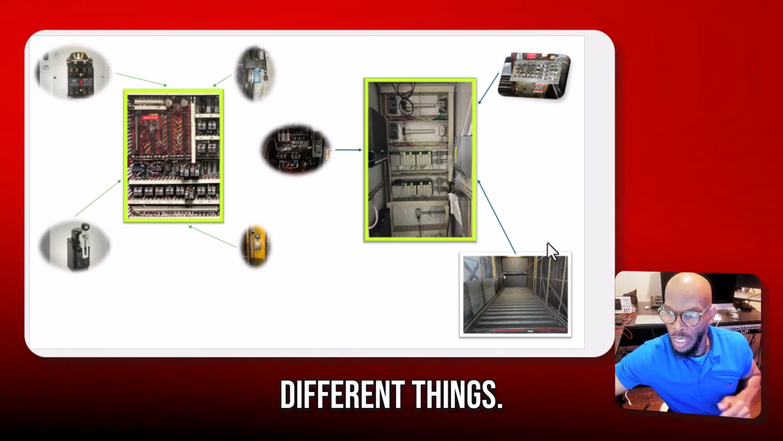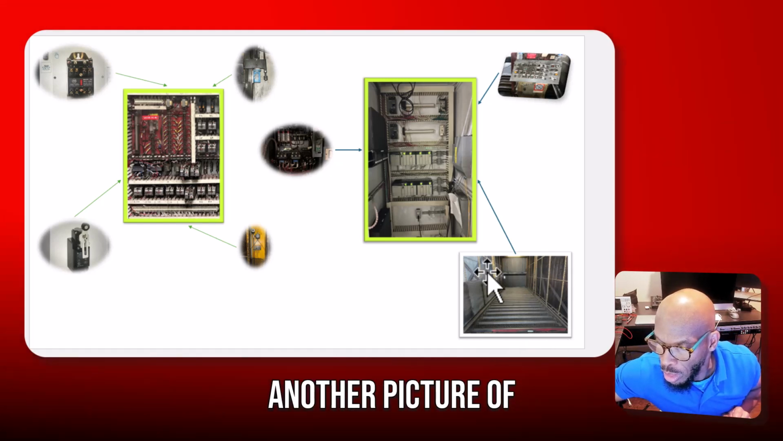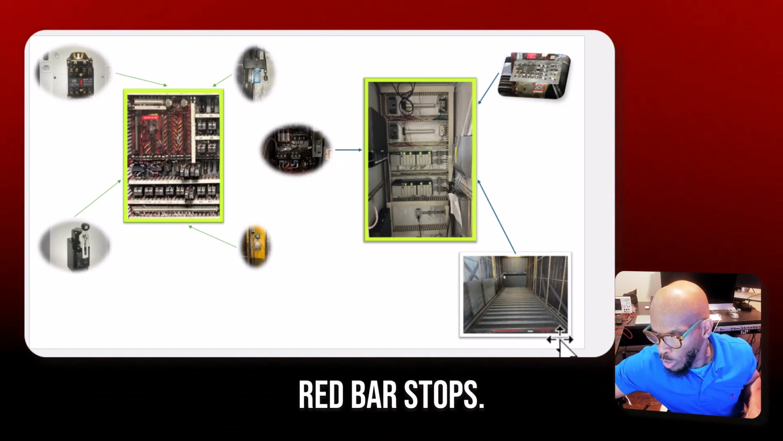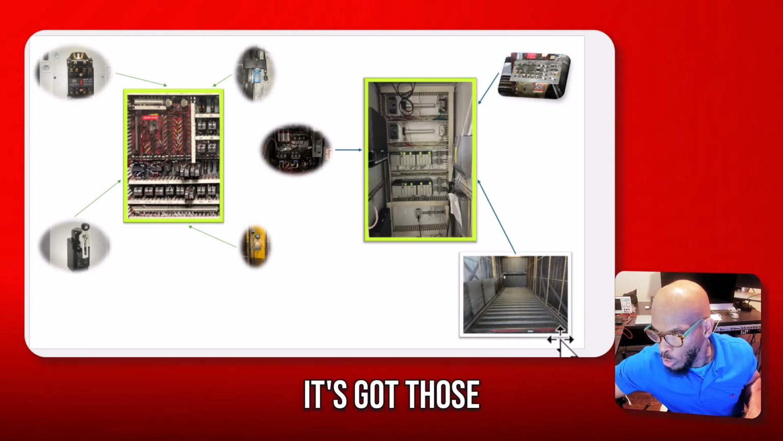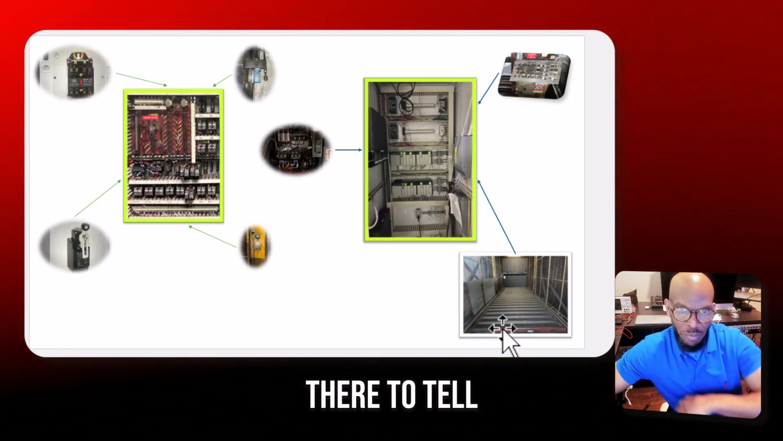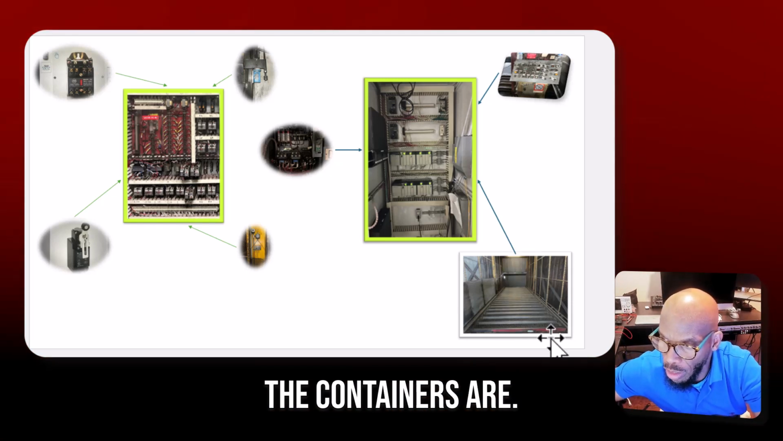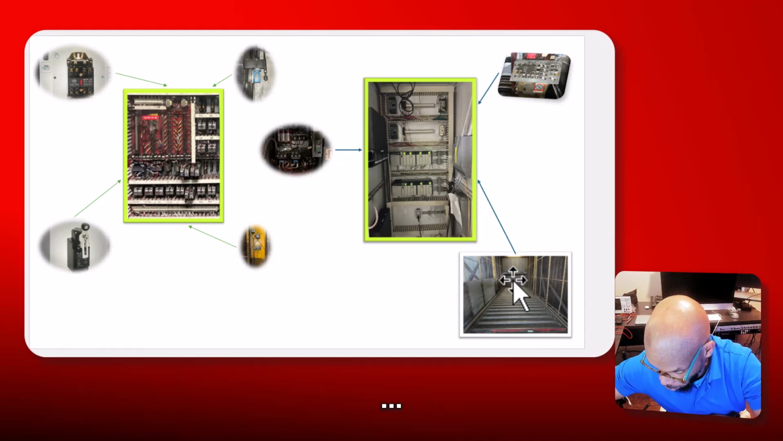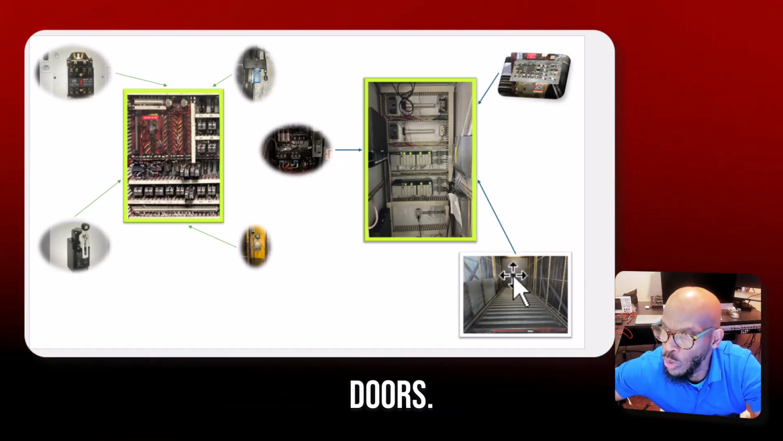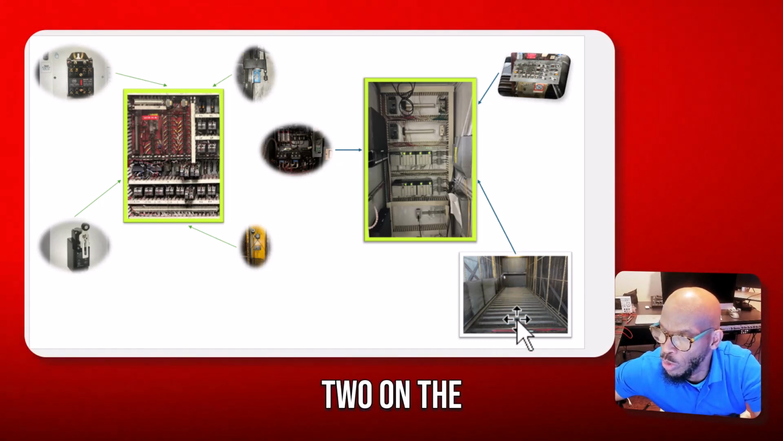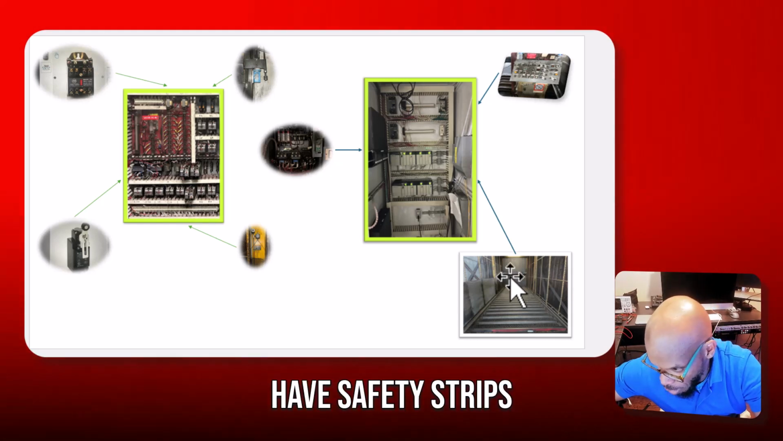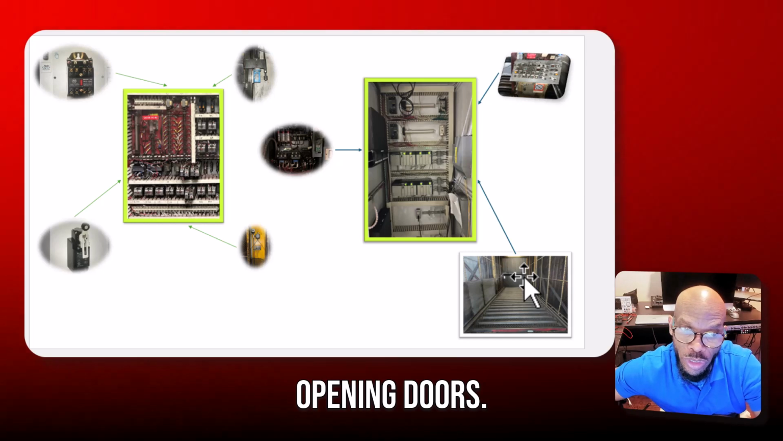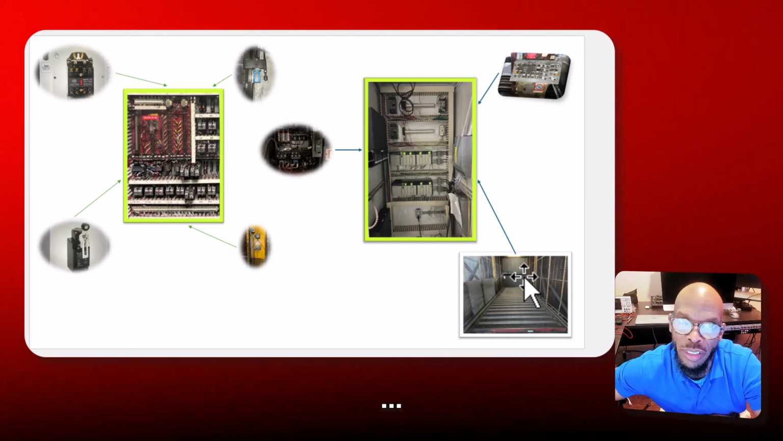And here is another picture of the actual lift, on the inside of the lift. You see those red bar stops. It's got those, and it's got proc switches in there to tell how high the containers are. And here is a picture of the doors. It has 4 doors, 2 on the west and 2 on the east. And then it has safety strips in case anything gets caught in between there. It'll automatically open the doors. So we'll talk more about that circuit.